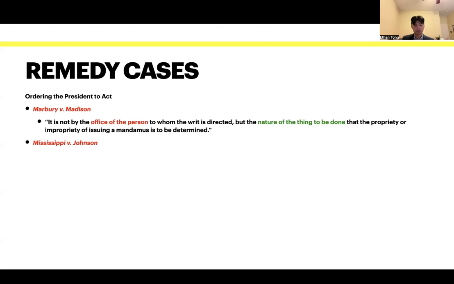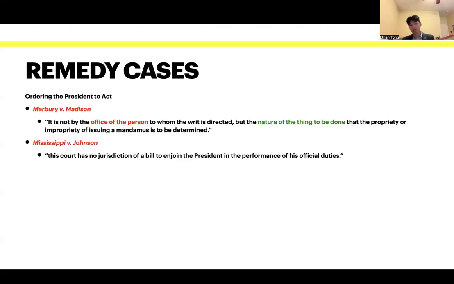Number 2 is Mississippi v. Johnson. In this case, the state of Mississippi, in the era of Reconstruction right after the Civil War, was trying to prevent Johnson from appointing Union military generals to oversee Reconstruction in Mississippi. Remember, Mississippi is a southern state, so they don't like the Union. And Andrew Johnson was trying to pass these Reconstruction acts, which forced military generals to be present in the southern states. So they tried to stop Johnson from doing so, and the court said this court has no jurisdiction over a bill to enjoin the president in the performance of his official duties.